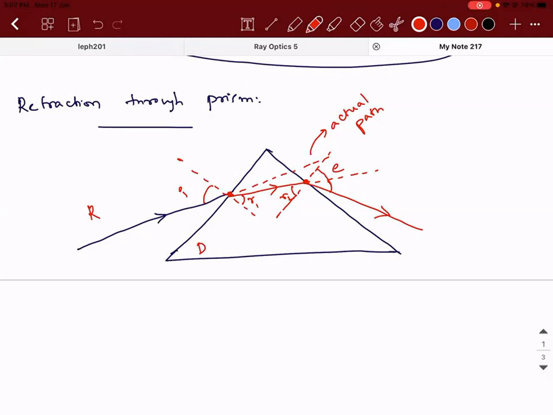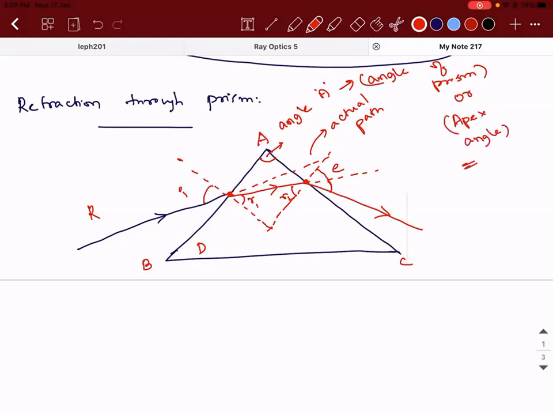Okay, now listen to this carefully. If I take this as A, B, and C, this angle A is called the angle of prism. It is either called the angle of prism or apex angle. Now, this is the incident ray. This is the refracted ray. And this is the emergent ray.